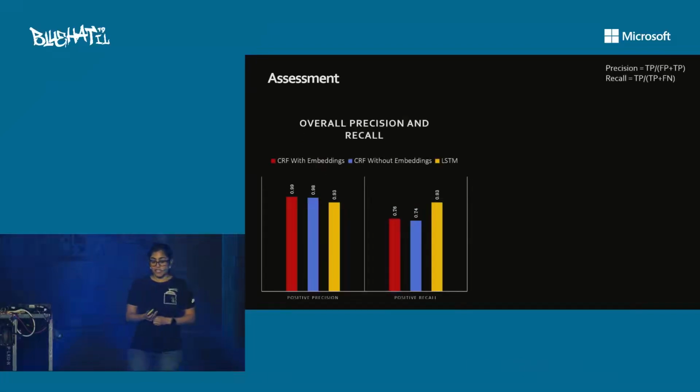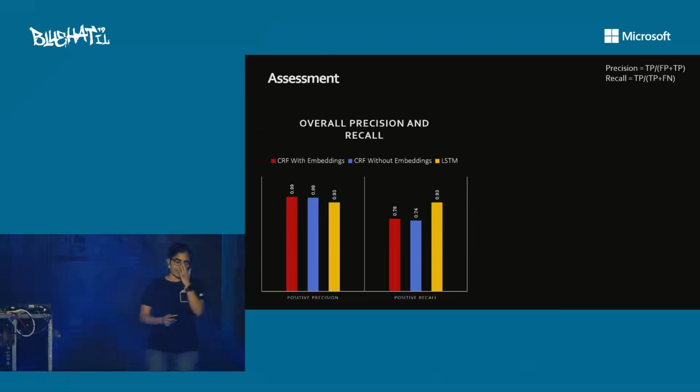Here we see the recall and precision. We have the positive precision and positive recall here because we have class imbalance, so that's why. We can see that the precision for all the algorithms, particularly the CRFs, is really, really high. But in terms of recall, we see that the LSTM quite clearly outperforms the CRFs.